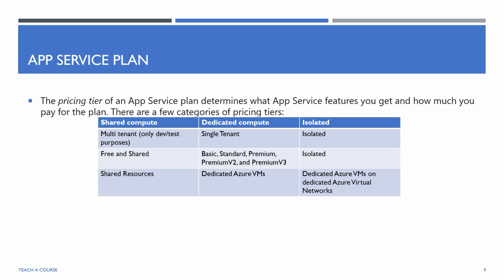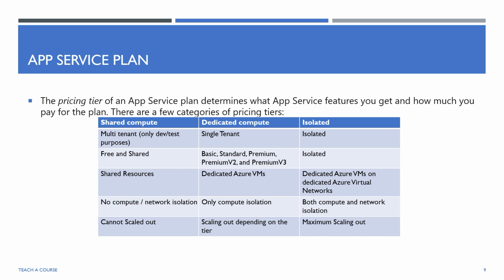So the first one is the shared resources. You don't have dedicated VMs. In dedicated compute, we have dedicated VMs, and in isolated, we not just have dedicated VMs, but also dedicated virtual networks. No compute or network isolation here; here it is compute isolation, and here both compute and network isolation. With respect to scaling, the shared compute does not scale out. In fact, you cannot have any Linux based apps on a shared compute. So whenever you select a Linux based framework or supported runtime, you cannot select a shared compute pricing tier.